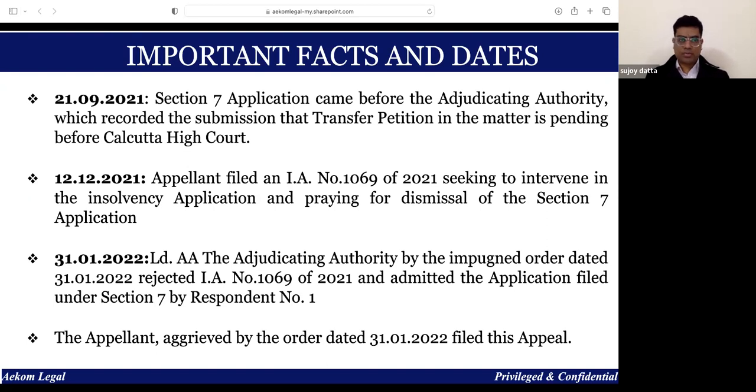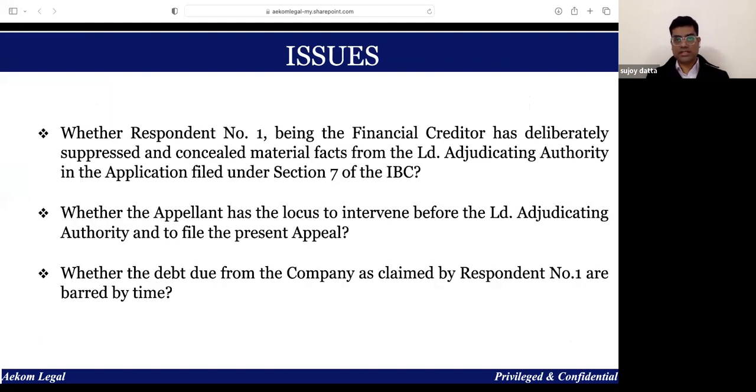They did not want a parallel proceeding. They did not want IBC to start because the winding up proceeding had already gained some momentum. However, on the 31st of January 2022, the adjudicating authority, that is the NCLT Kolkata, rejected the application filed by the interveners, the objectors, and it admitted the petition filed by the respondent number 1, that is Ashray, under Section 7, claiming to be a financial creditor. And then the appeal came before the NCLAT.